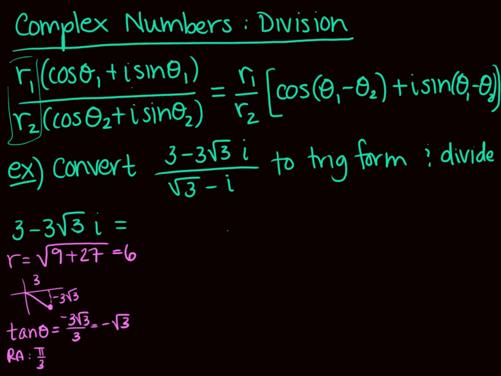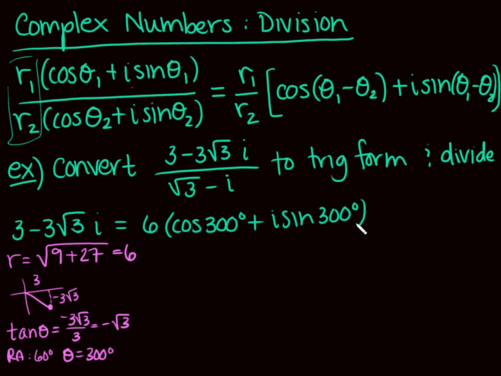Or you know what? I know I don't often do degrees. Let's do degrees. So that's 60 degrees. So what is theta going to be? 300 degrees. Okay, so what do I know about this guy right here? This is going to be 6 times the cosine of 300 degrees plus i sine of 300 degrees, right? All right, well, this is awkward a little bit, but that's okay.